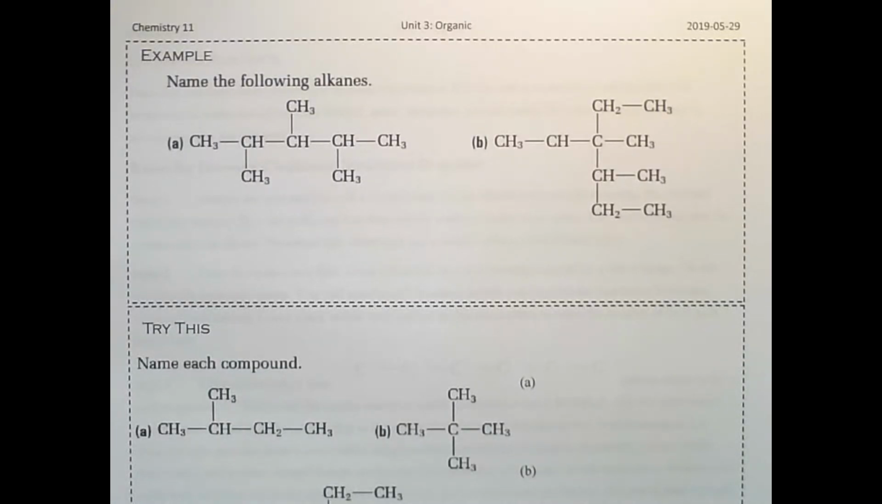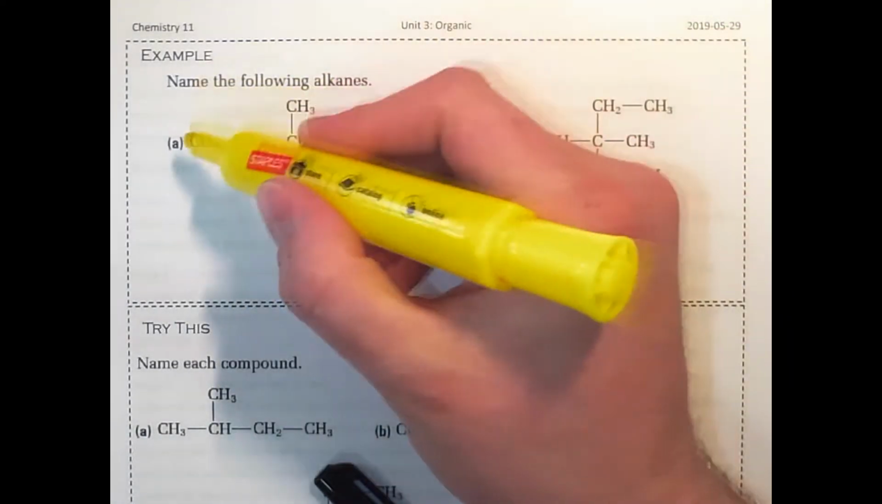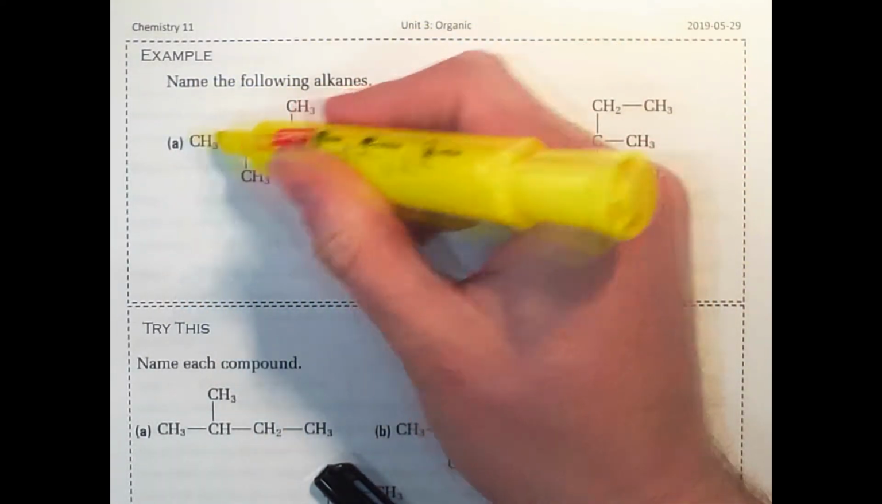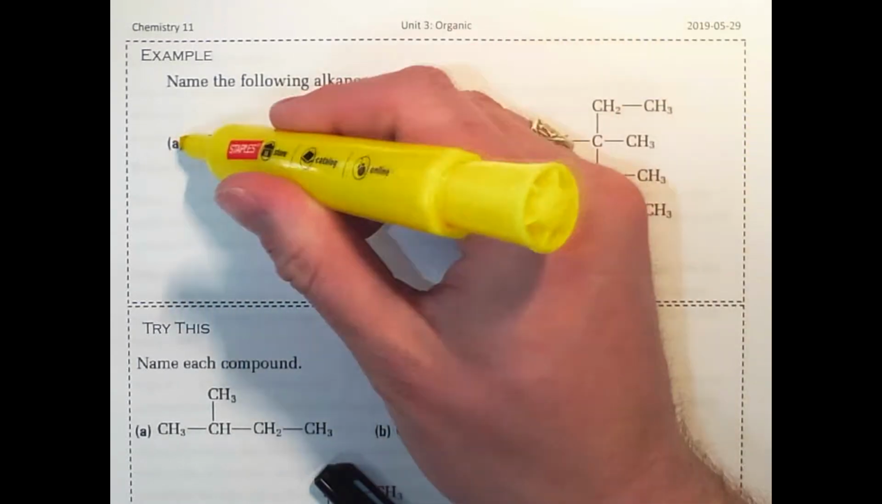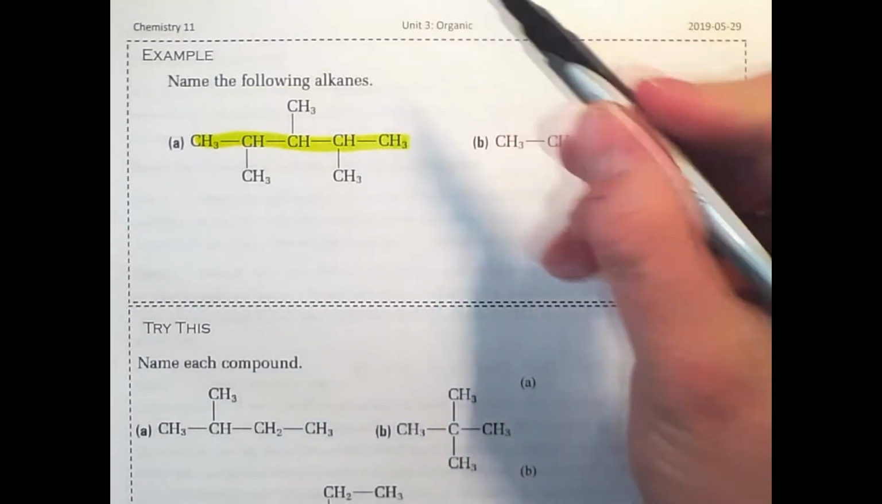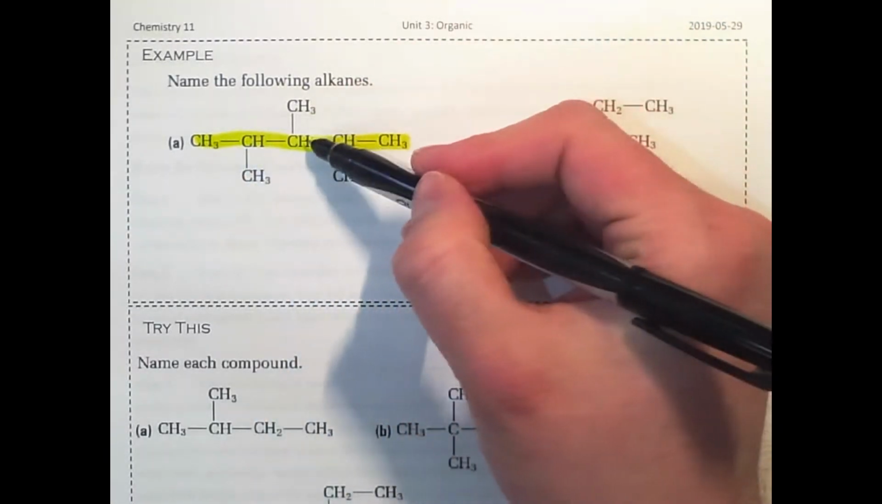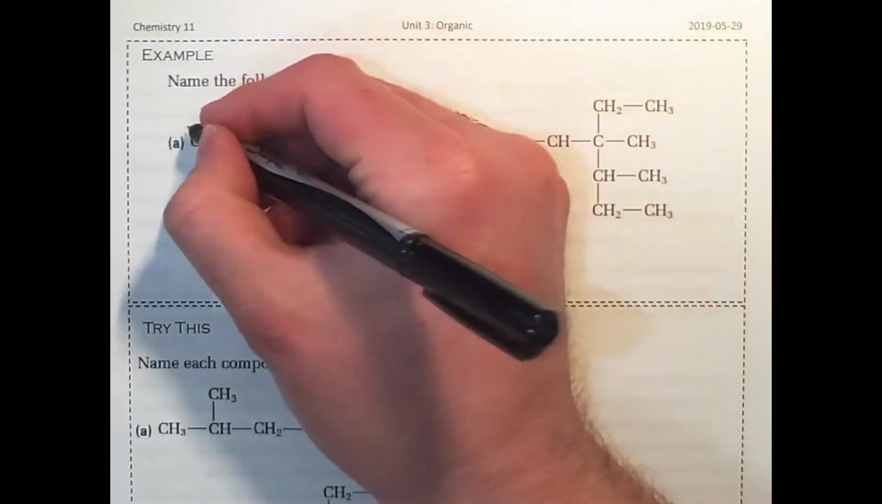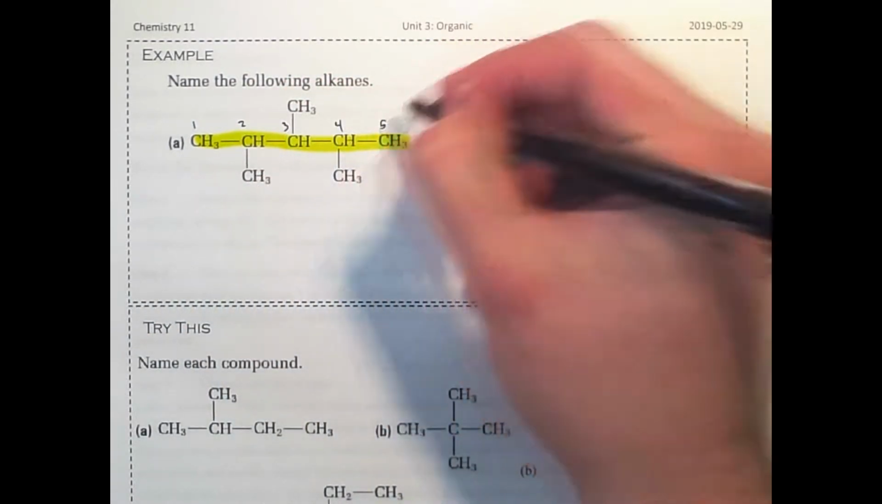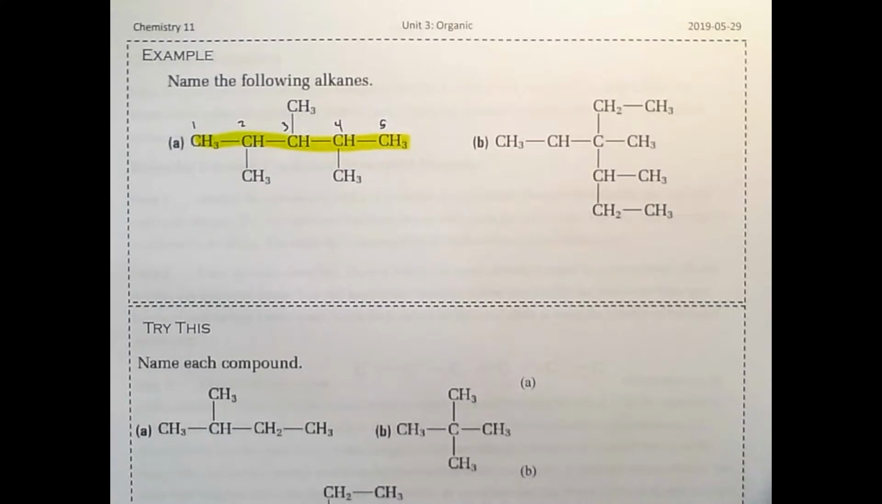So now we're just going to take those rules and apply them to as many situations as we can. We go through them the same every single time. So find our longest chain: 1, 2, 3, 4, 5. I'm going to take the straight one. We number so the branches get the smallest number. It doesn't matter which way we go, they're both going to give the same numbering. So we number.